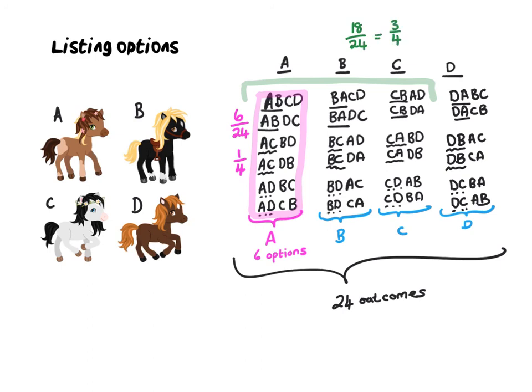So having a list of possibilities really makes it so much easier for you to answer your question. So it does not always have to be a tree diagram. It can also be a neatly structured list like the one we've just made here.